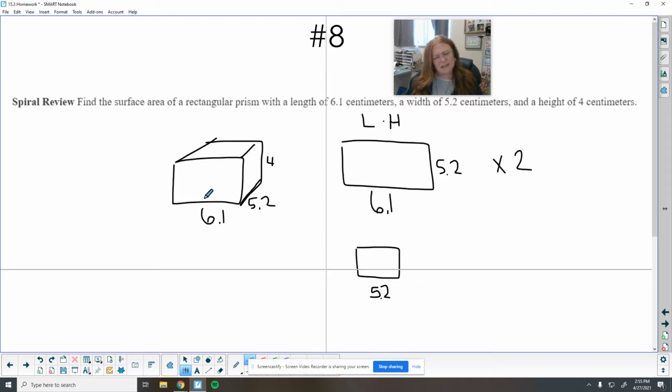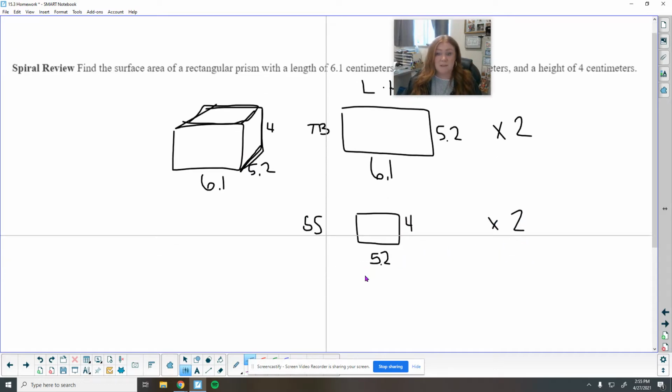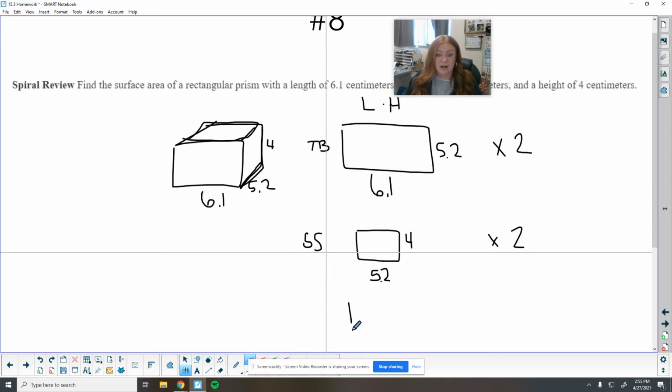Oh, I did the 6.1 and 5.2. I did the top and the bottom just barely. So here's my top and my bottom. Here's my side and side. So 5.2, it goes up 4. So left side, right side. So 2 of those. And then we also have the front, which is 6.1, and then it goes up 4. So this is my front and back, and I have 2 of those.